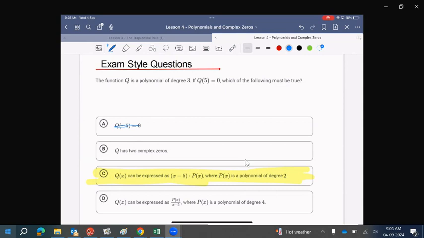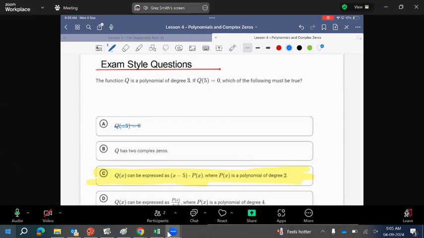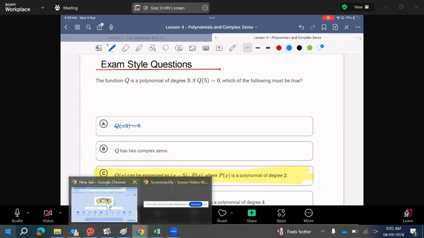Why can't it be D? A rational function. Then the degree of 4 wouldn't make that. All right, we are finished there for today. Sorry, let me just finish this.